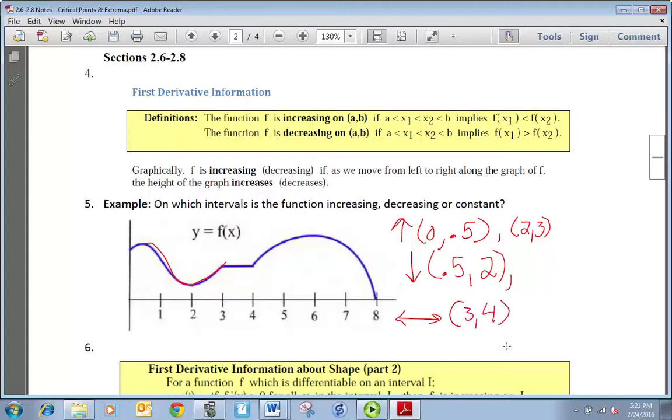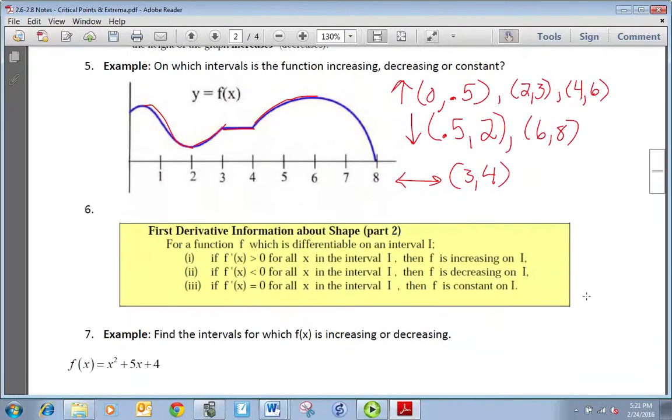And you'll notice I'm using parentheses for all of these intervals, because you always use parentheses for talking about increasing, decreasing, and constant. And from 4 to about 6, we're increasing again. And then we decrease from 6 to 8. So that's a little review of increasing and decreasing.